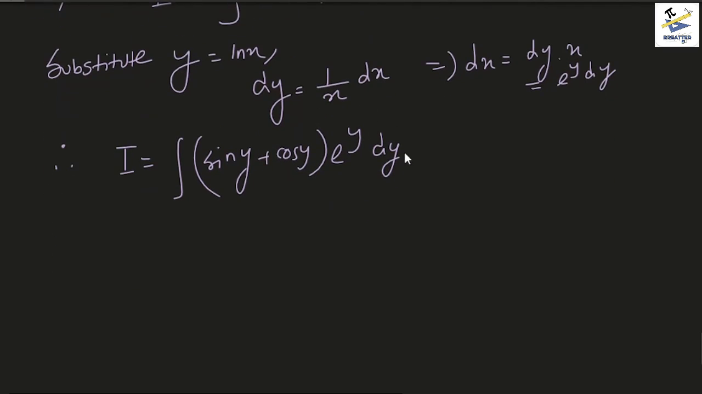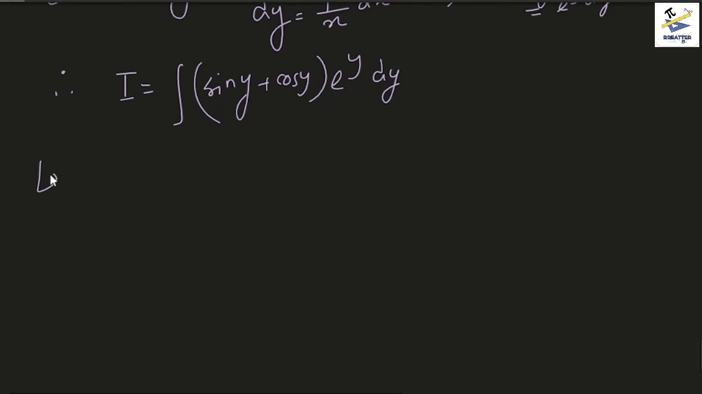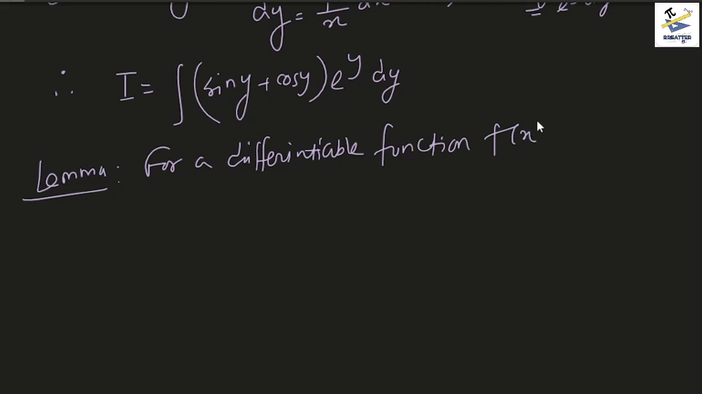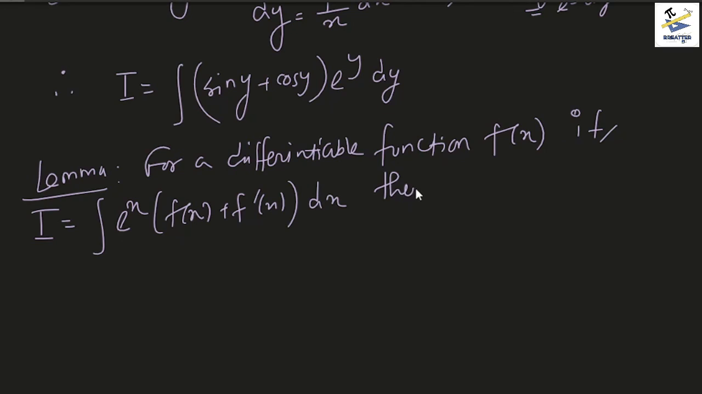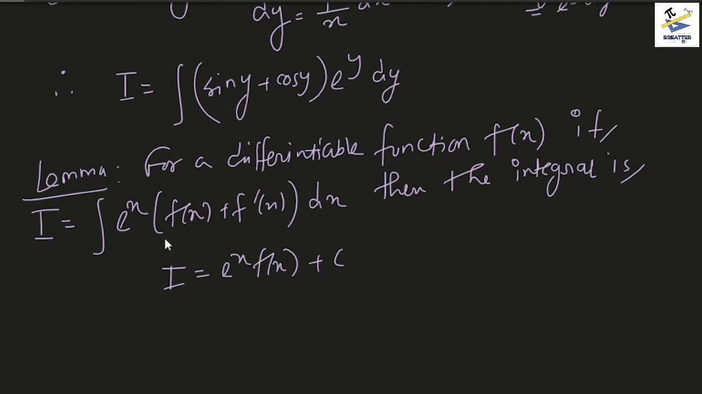And this is time to introduce a new theorem, or rather a lemma, which is helpful sometimes. So lemma: for a differentiable function f of x, if I is equal to the integral of e to the power x into f of x plus f dash x dx, then the integral is I equals e to the power x into f of x plus c. So if you have an integral in this form, the answer is simply e to the power x into f of x. So the proof is necessary, so we shall do the proof here.